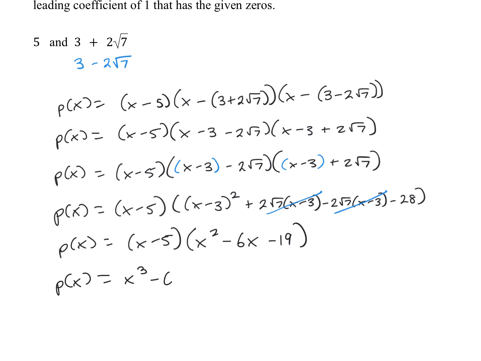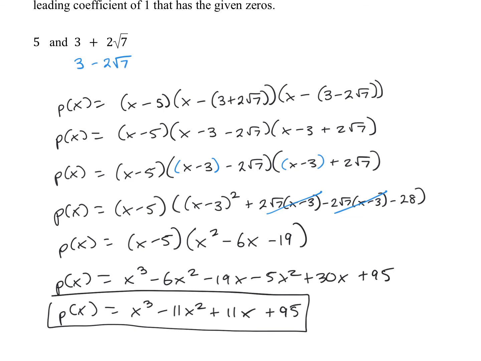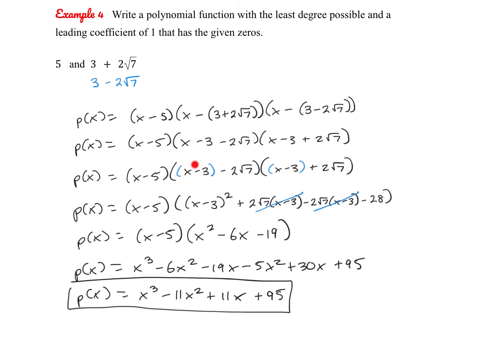So x cubed minus 6x squared minus 19x minus 5x squared plus 30x plus 95, and that leaves us with x cubed minus 11x squared, and then plus 11x plus 95. And here is our polynomial function. So again, if you want, it can be helpful to group these common factors here and then treat this as a binomial times a binomial. However, if you just would like to multiply this out as a trinomial times a trinomial, you'll end up with the same answer. It might just look a little uglier.